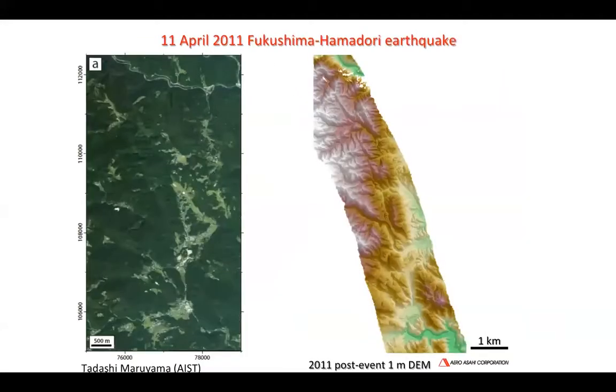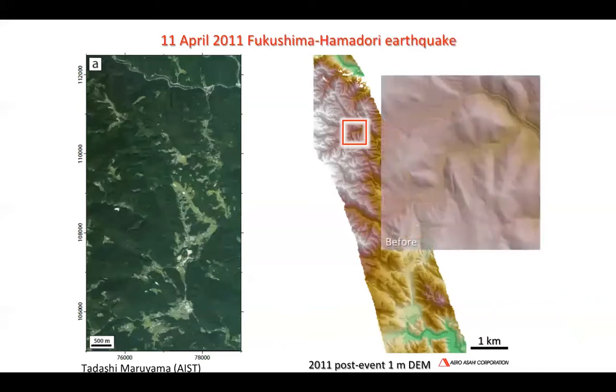Here's a picture of what the landscape looks like. It's highly vegetated. We can use Lidar to see under the trees and look at the fault scarp. So here's the before earthquake Lidar data. And then here's the after. If you look closely, you can maybe see a very subtle fault trace that cuts through the landscape here.